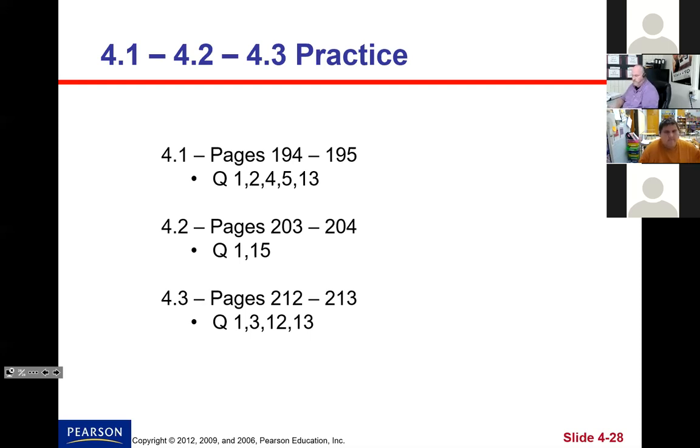For question 15, question 1 on page 203 in the textbook. 203, hang on, 203? Yes. Which question, sorry? Question 1.